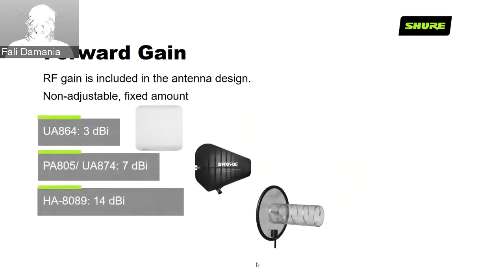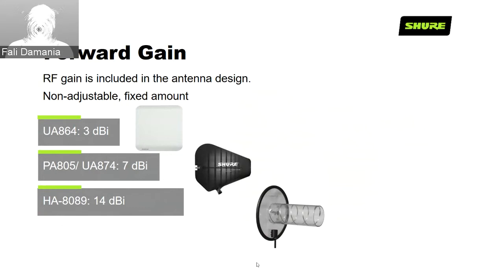Next, we're going to have a quick look at what is meant by forward gain. Forward gain basically means how much gain you get from the antenna when you are in the front of the antenna. There is no actual gain which is added to the antenna. It's just the design of the antenna.